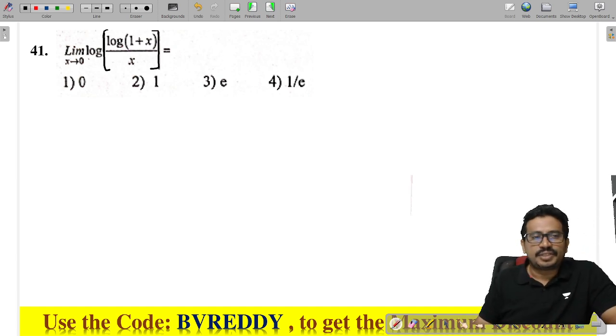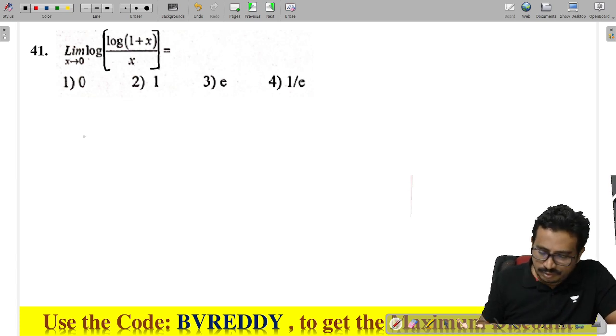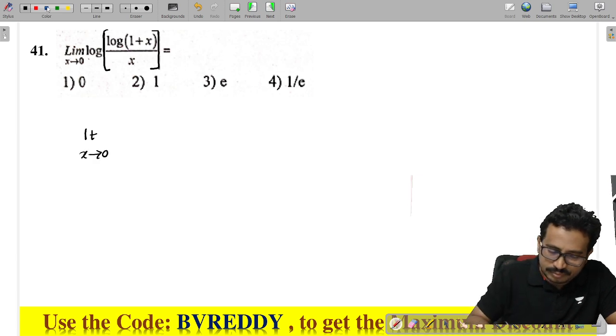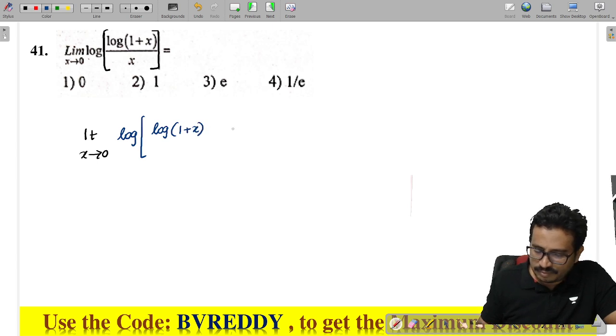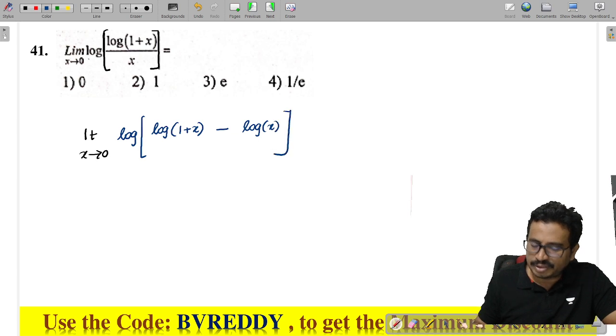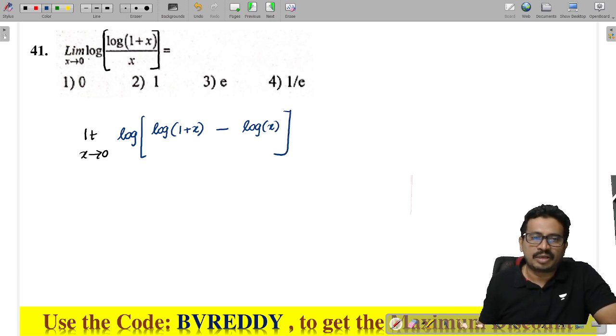Now take this thing here. Limit x tends to 0, log of (1 plus x) by x. We can split it, and I can write this as log x, isn't it? Log of a by b equals log a minus log b.